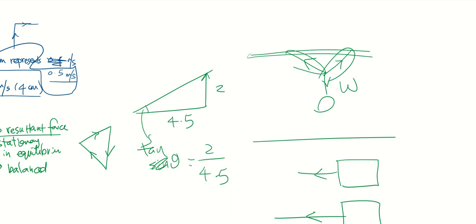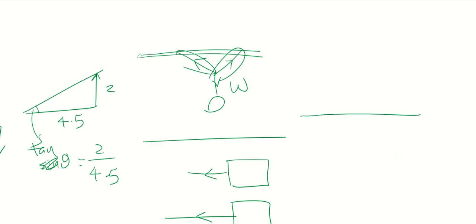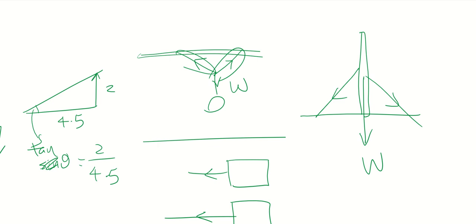Understand? Then there's one more question like that. A pole is being supported by 2 lengths of rope, right? What are the forces acting on this pole? Weight, tension force, tension force. Then you have to make it into a vector diagram.